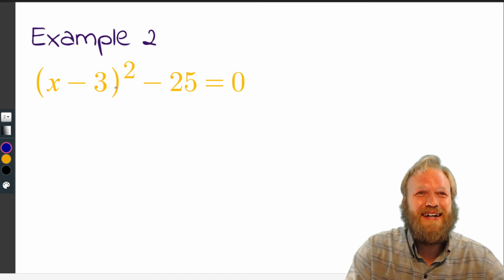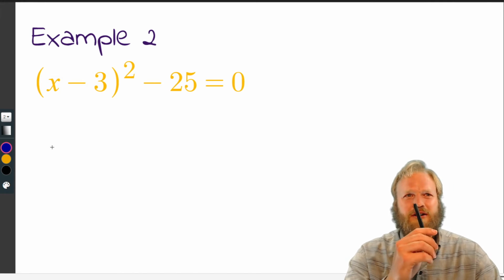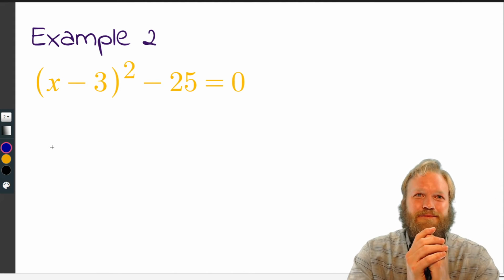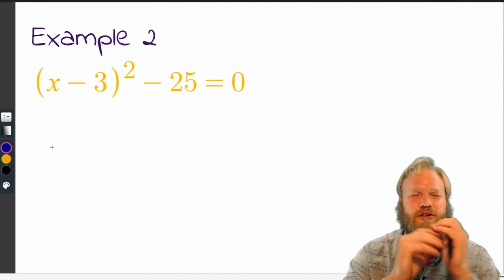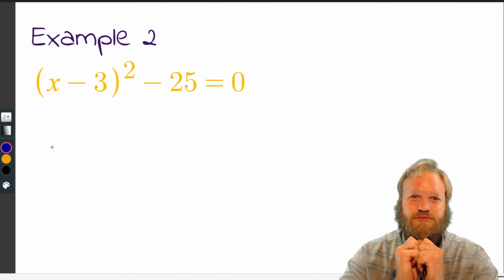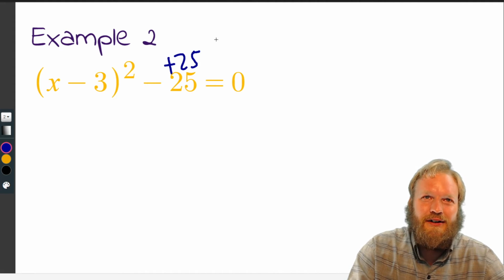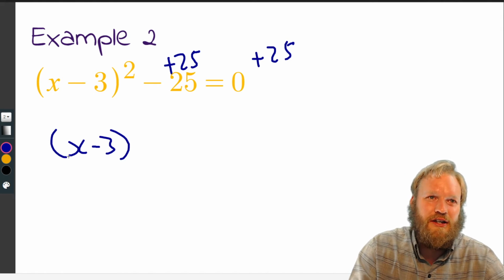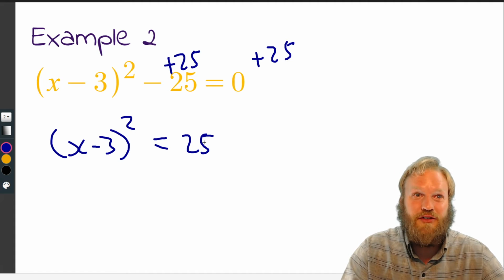So let's see. x minus 3 squared minus 25 equals 0. What does it look like we need to do? Think of the square rooting, what we did. What do you think the first step that we could do in this equation that would be useful? Okay, so we could add 25 to each side so that we've just got the x minus 3 squared on one side and 25 on the other.